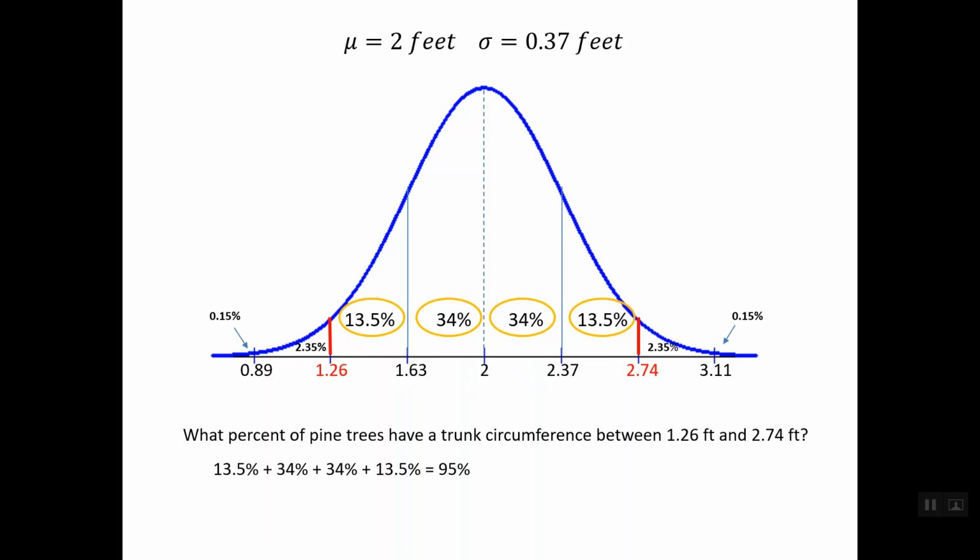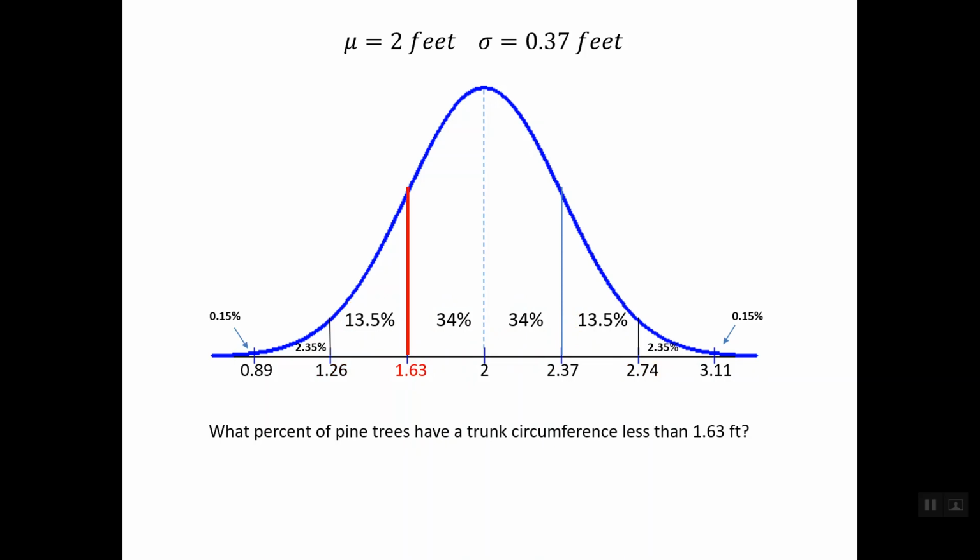Let's try another. What percent of pine trees have a trunk circumference less than 1.63 feet? I've gone ahead and found 1.63 feet on the horizontal axis. So I drew a red line there to help my eyes focus. And if I say less than 1.63 feet, we're considering these percentages that are to the left of 1.63 feet. If we add these percentages together, we arrive at 16%. So 16% of pine trees will have trunk circumferences less than 1.63 feet.